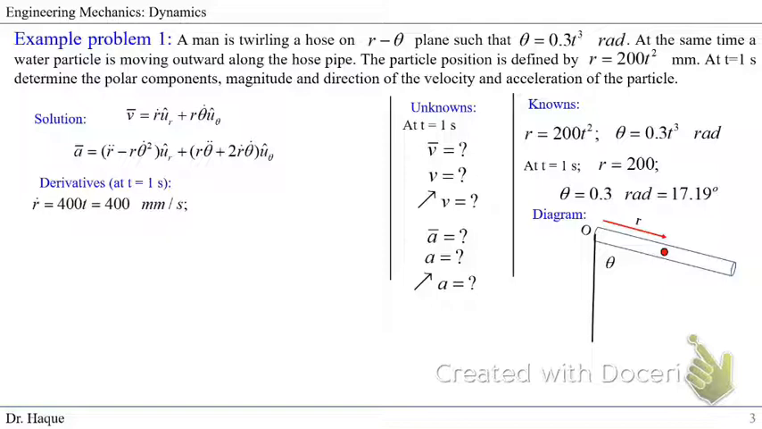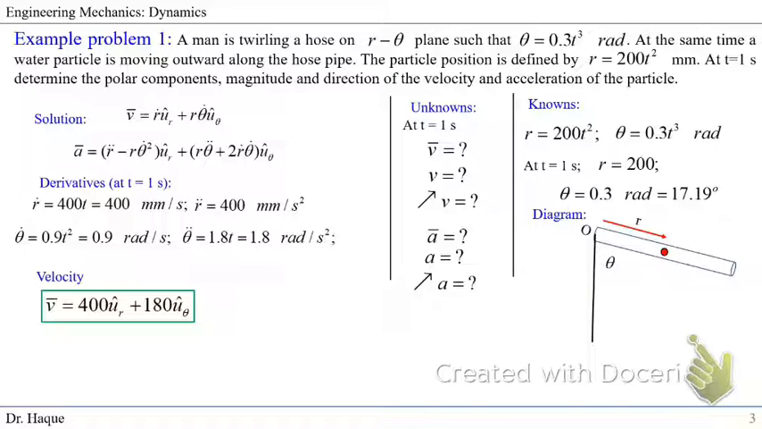So r dot, the first derivative, is, if we take the derivative of the given equation, r equals 200 t square millimeter, we'll get 400 t, and then when t equals 1, we get 400. Similarly, we're going to do r double dot, which is 400, and similarly theta dot, the derivation of the given theta equation. So if we take the derivative of theta equals 0.3 multiplied by t to the power cube, we'll get theta dot and theta double dot, all these values.